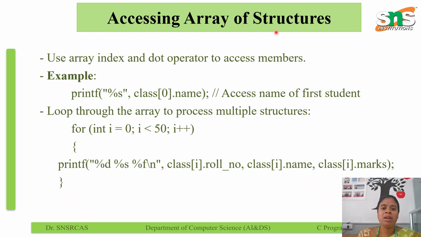Next one, accessing array of structure. To access a member of a structure in an array, use the index of the array element followed by the dot operator. The general syntax is array name, subscript brackets with the index, dot, member name, where array name is the name of the array of structure, index is the index of the element in the array, and member is the member within the structure to access.